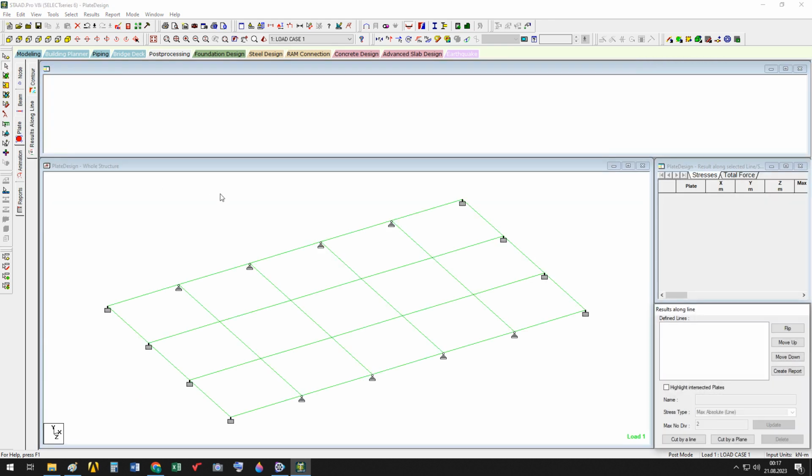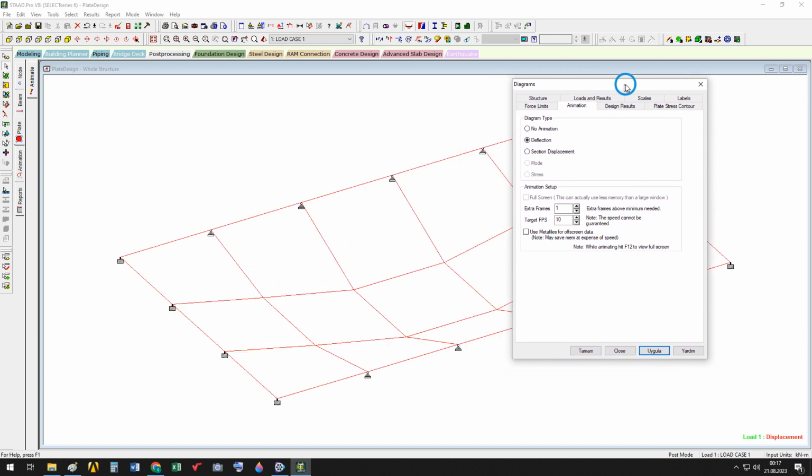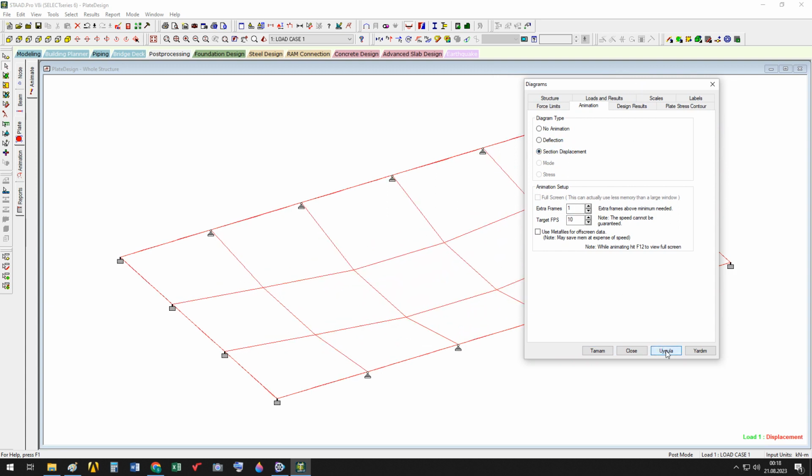Results along line is also possible. I think someone draws a line and sees the value of stresses along this line. I didn't work on this. I don't know how to do this. You can also make animation. You can animate deflection and section displacement. Let's make the animation of deflection. Let's make the animation of section displacement.